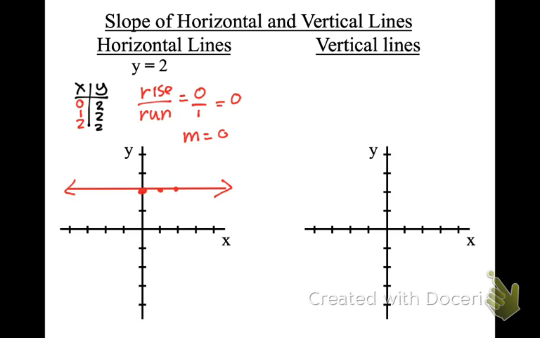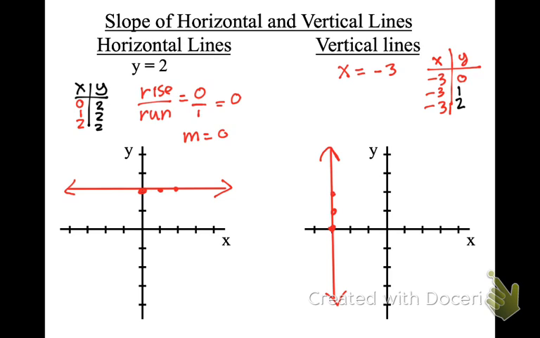Okay. On the next one, this one is x equals negative 3. So in my table, negative 3, negative 3, negative 3, and 0, 1, 2. Right? And I'm going to plot that point. So I go 1, 2, 3, 0. 1 and 2, draw the line. Now, what's my rise? One. My rise is 1 over my run.